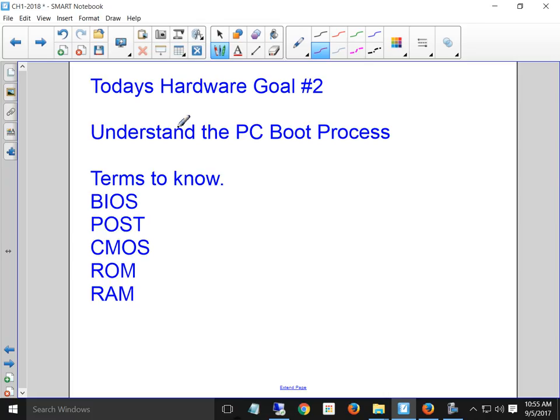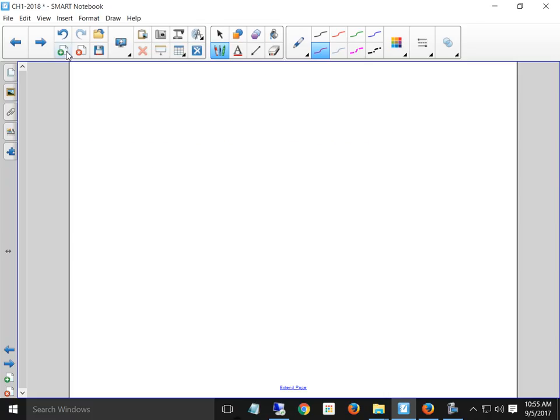So we're going to talk about the boot process. What's the first thing that happens when we turn on a computer? What do we do first? We press the power button. So what happens when we press the power button? Stuff happens, and it happens really, really fast.